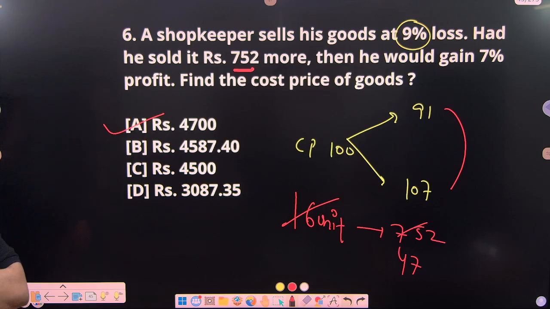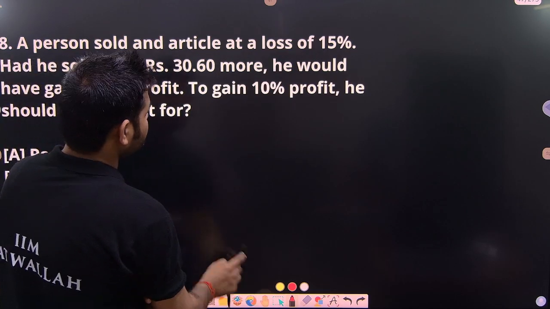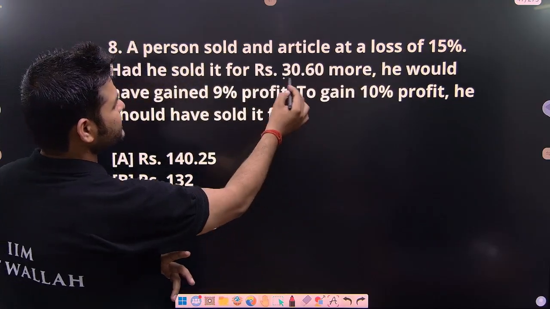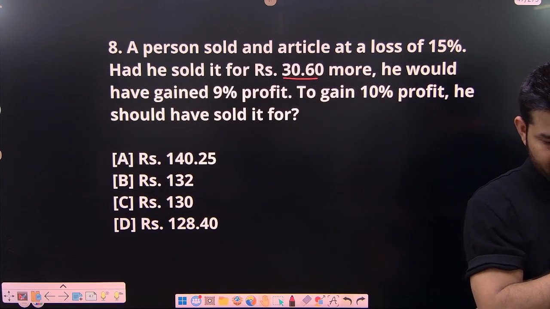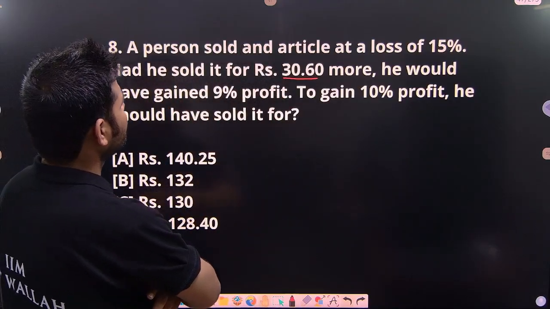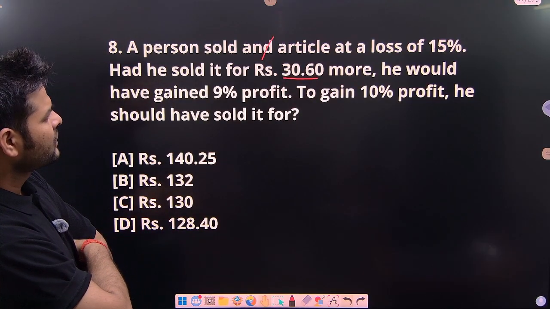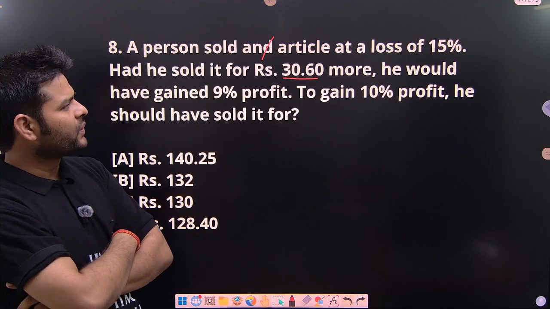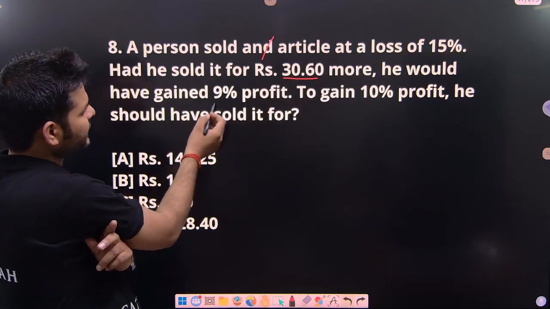The next question that you want to ask. The same type. Question number 8 is also a doubt of the same type. Same question, guys, exactly copy paste. Or you want to ask, I can explain. A person sold an article at a loss of 15%. Had he sold it for rupees this much more, he would have gained 19% profit.